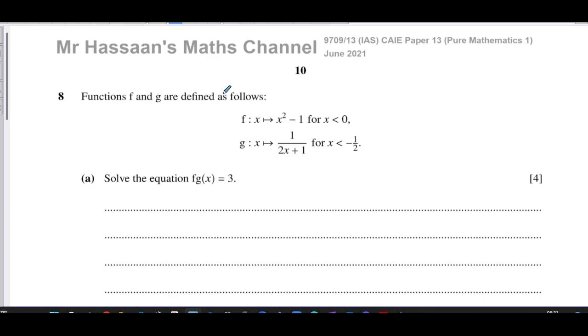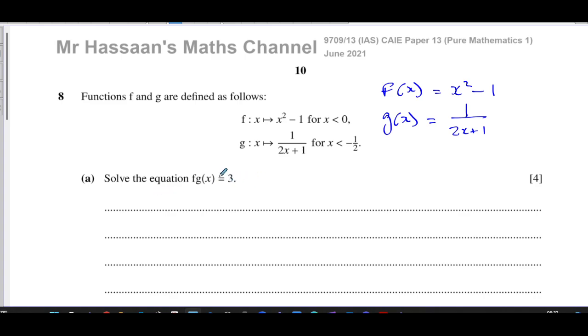We have two functions, f and g, which are defined as follows. You have f of x is x squared minus 1. This is just another notation of writing the same thing. So f of x is x squared minus 1, and g of x is 1 over 2x plus 1. They mean basically the same thing. All right, so this means f is such that x is mapped to x squared minus 1. That's the input, that's the output. So solve the equation f of g of x equals 3.